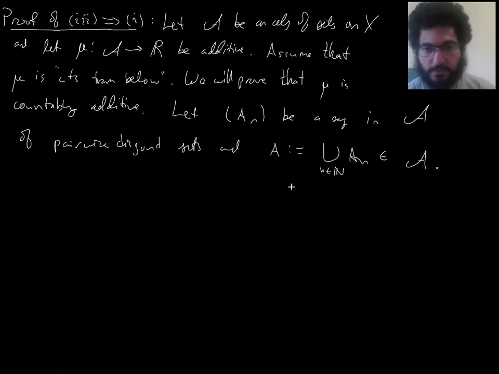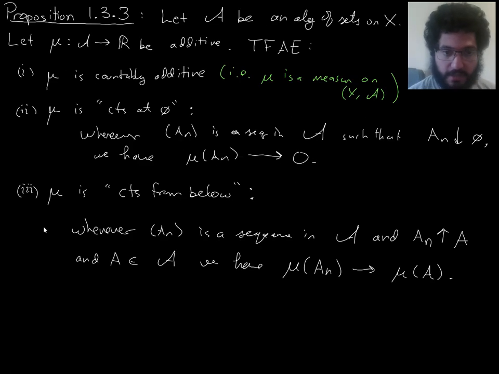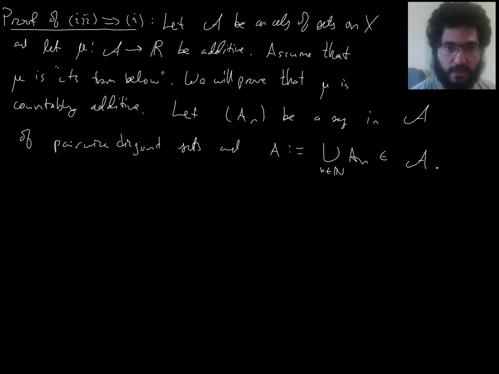Then our goal is to prove that mu of this union is the infinite series that you get when you add up mu of all the ANs. Now, to apply my assumption of 3, I need to be in a situation where I have some family of sets building up to a set, right? These ANs, they're not like that. They're disjoint sets, right? So how do I put myself in that setting?